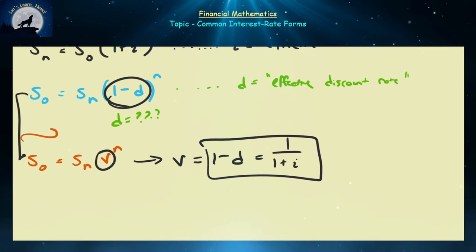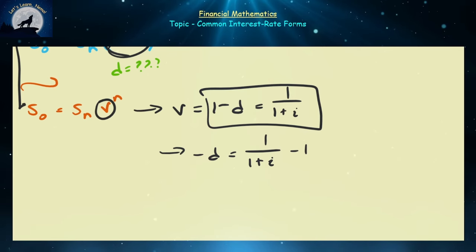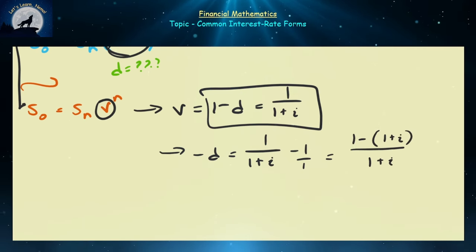So we can solve this particular equation for d, and we can have a connection between d and i. Right? So I can subtract both sides by 1. So I'm going to have minus d will be equal to 1 over 1 plus i minus 1. And then I can get a common denominator of 1 plus i and then do some simplification. So we're going to have 1 minus 1 plus i all over 1 plus i. Distribute your 1, cancel your 1s, and you're going to have that minus i on top.